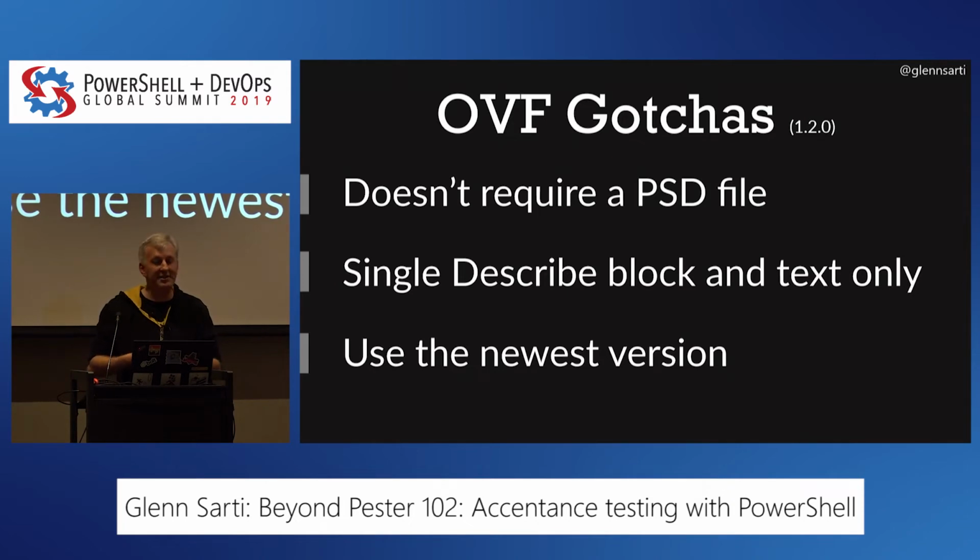Secondly, you can only have a single root describe block, so you can only have one in the test. And it has to be text only. You can't put variables in there. I got tripped up on this. So please just use pure text when you're doing it. And lastly, make sure you're actually on the latest version of the Operation Validation module, because I wasn't, and I banged my head against the wall so many times. Little did I realize the one that comes in the box is incorrect.